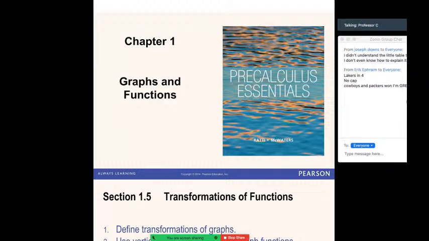This is college algebra. We meet Monday, Friday, 4 p.m., Tuesday, Thursday, 3:50. Oh, this is fall of 2020. Man, 2020 has been a hell of a year.